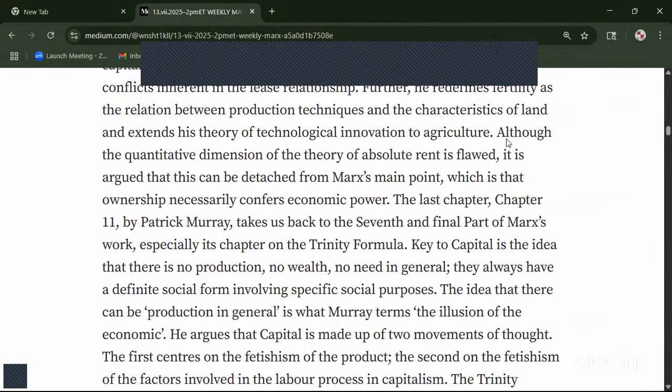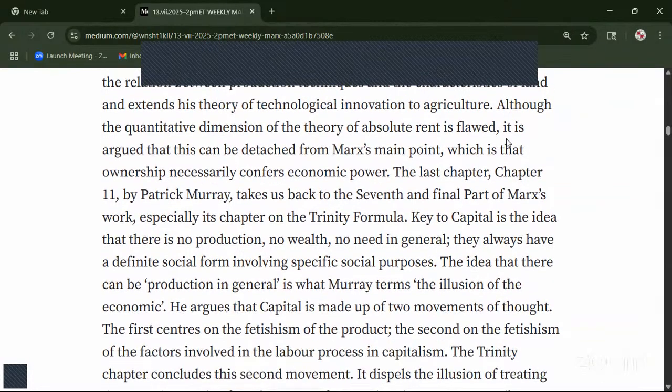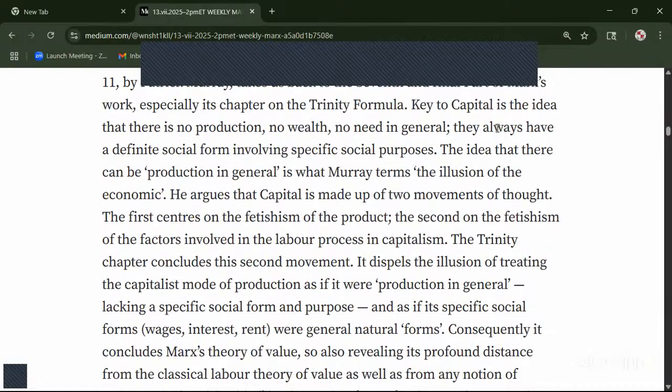He argues that Capital is made up of two movements of thought. The first centers on the fetishism of the product, the second on the fetishism of the factors involved in the labor process in capitalism. The Trinity chapter concludes this second movement. It dispels the illusion of treating the capitalist mode of production as if it were production in general, lacking a specific form and purpose, and as if its specific social forms, that is, wages, interest, and rent, were general natural forms.